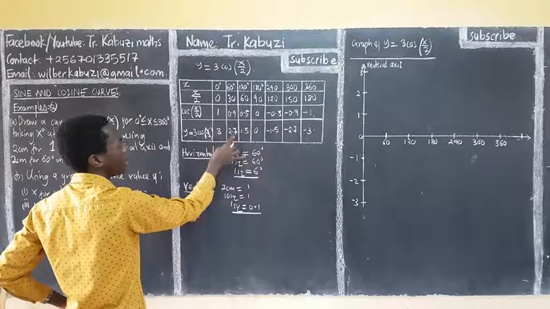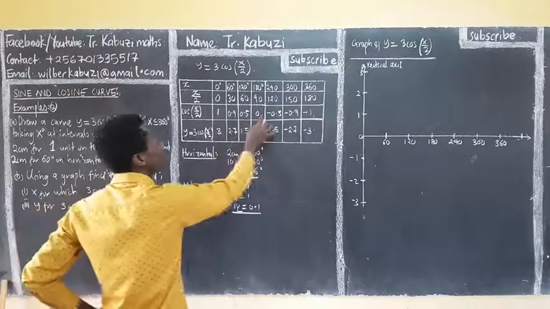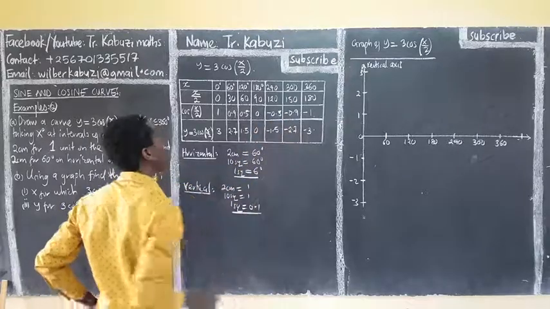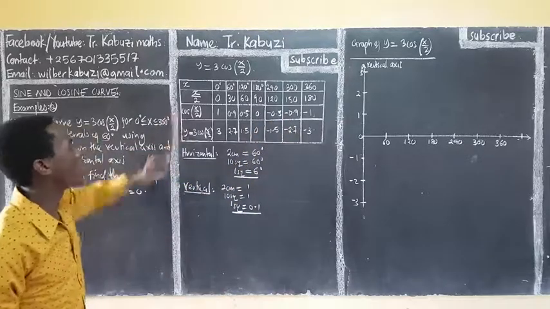This by 3, you get this. This by 3, you get that. This by 3, you get that. This by 3, you get that. This by 3, up to when you complete. Now I have my y.